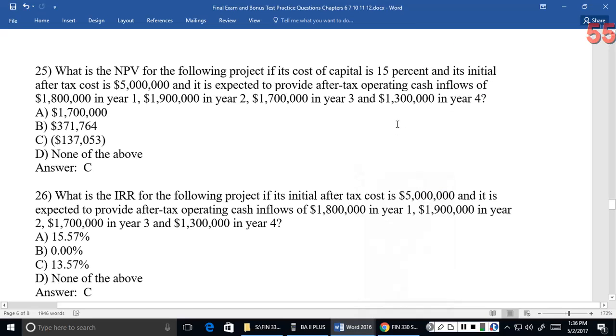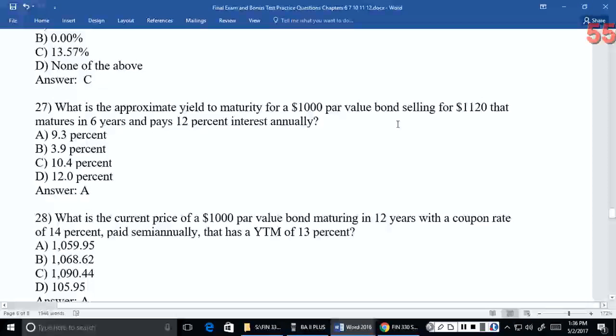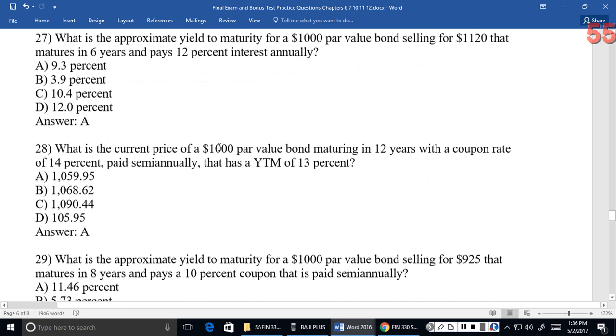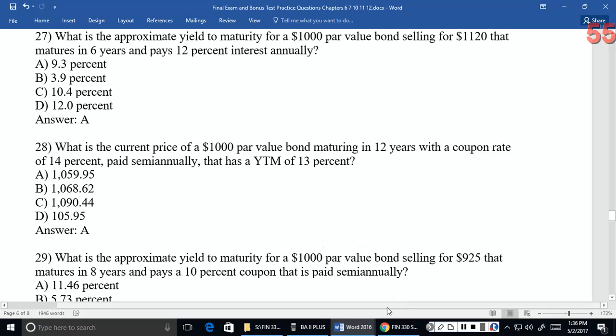Okay, while you're working on that, let me go ahead and jump ahead to number 27, yield to maturity, $1,000 par value bond, 1120. We've actually done one of these already, but let me go ahead and put the inputs down for this really quickly. This is 27.